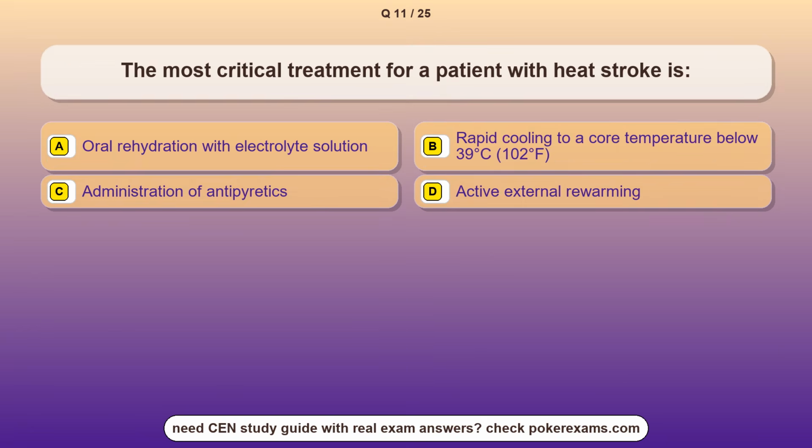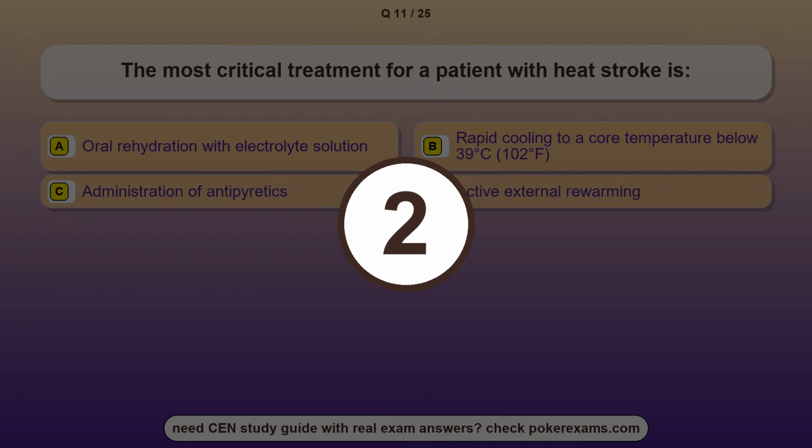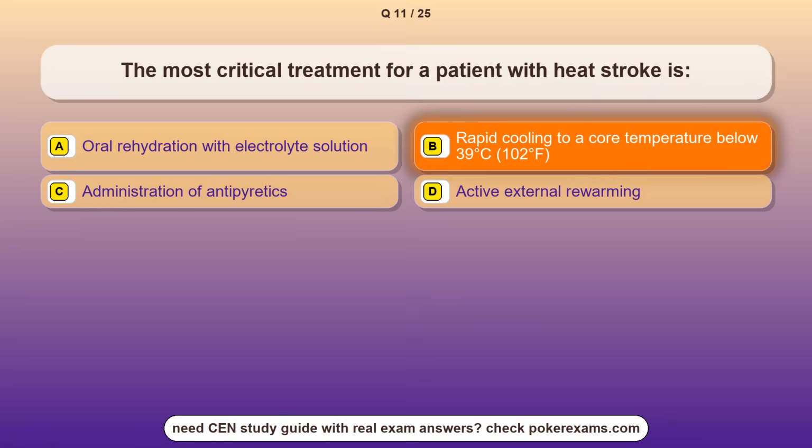Question 11. The most critical treatment for a patient with heat stroke is Option A, oral rehydration with electrolyte solution. Option B, rapid cooling to a core temperature below 39 degrees Celsius, 102 degrees Fahrenheit. Option C, the administration of antipyretics. Option D, active external rewarming. The correct answer is option B, rapid cooling to a core temperature below 39 degrees Celsius, 102 degrees Fahrenheit.